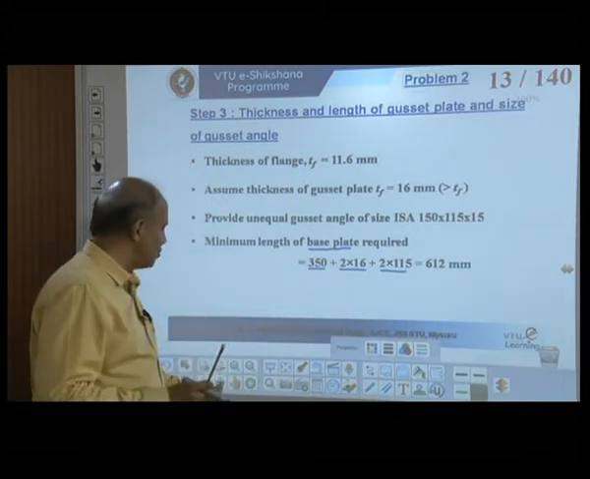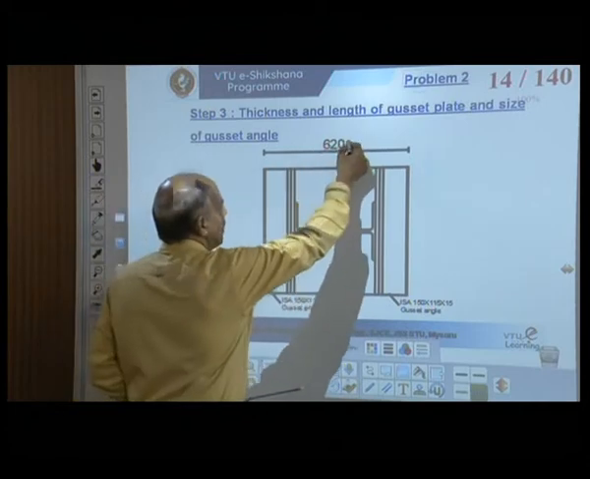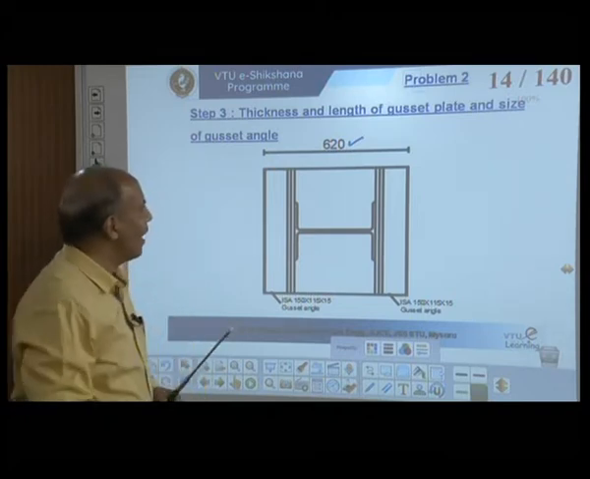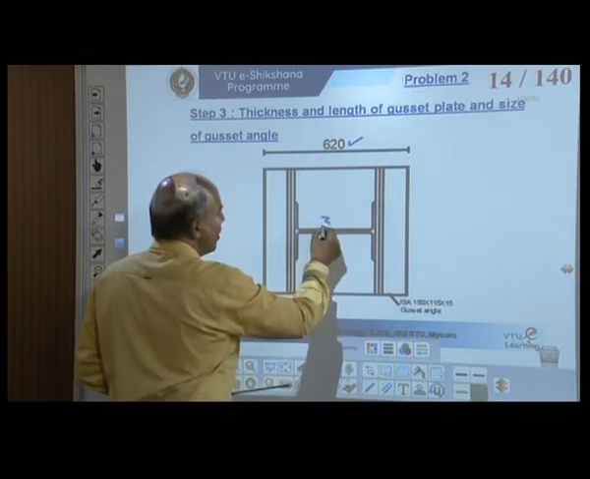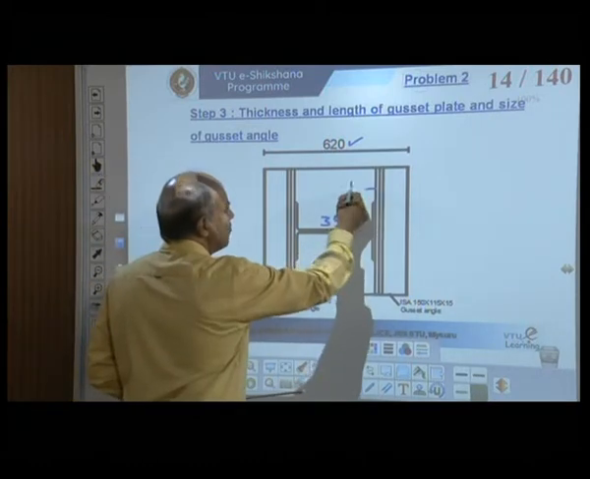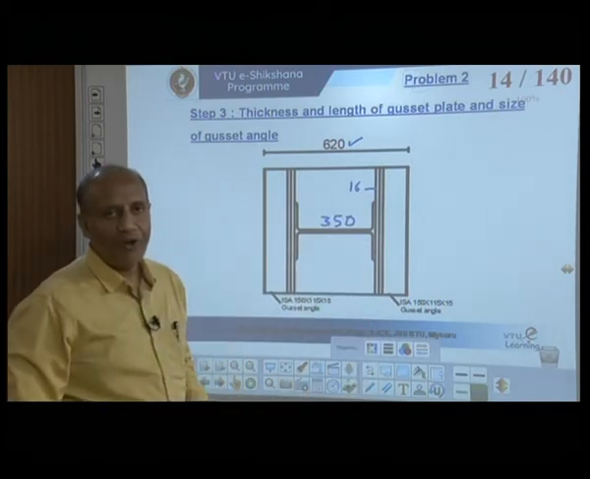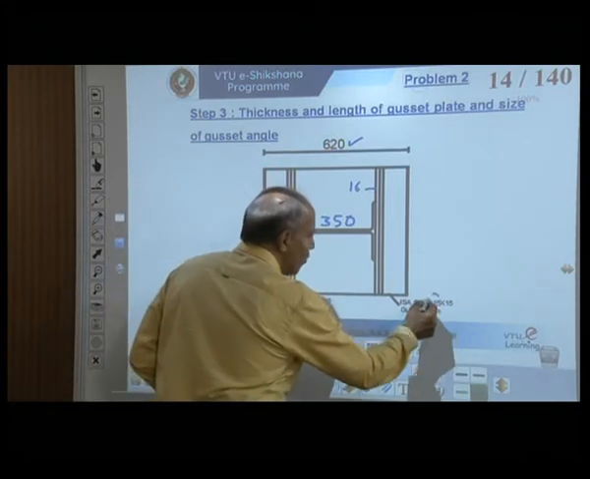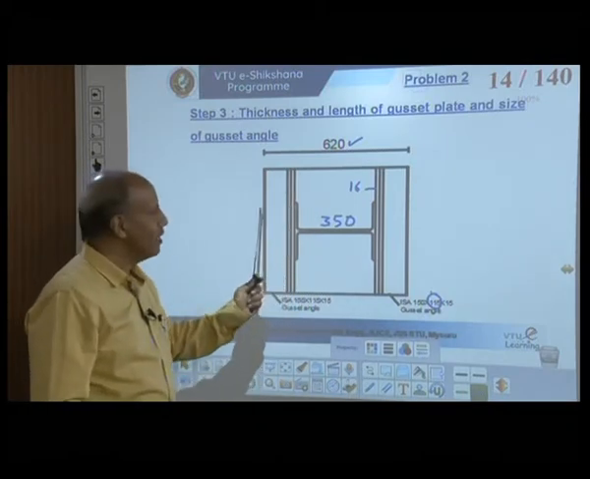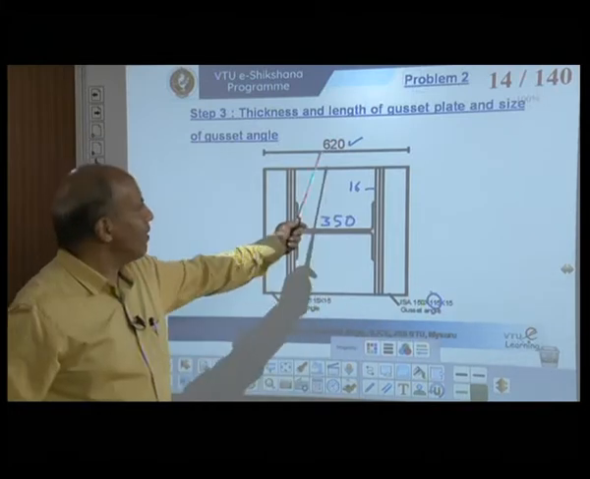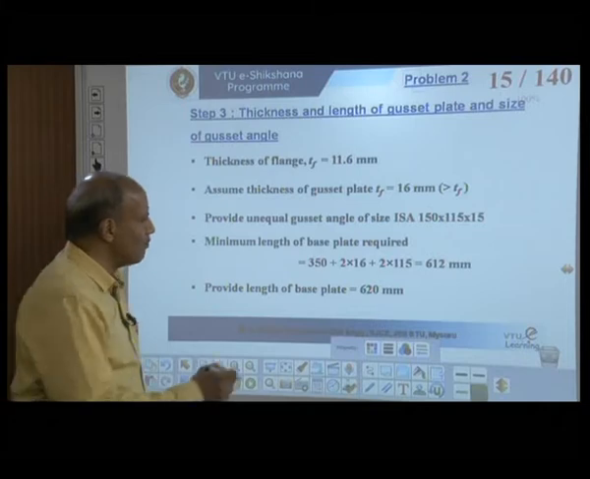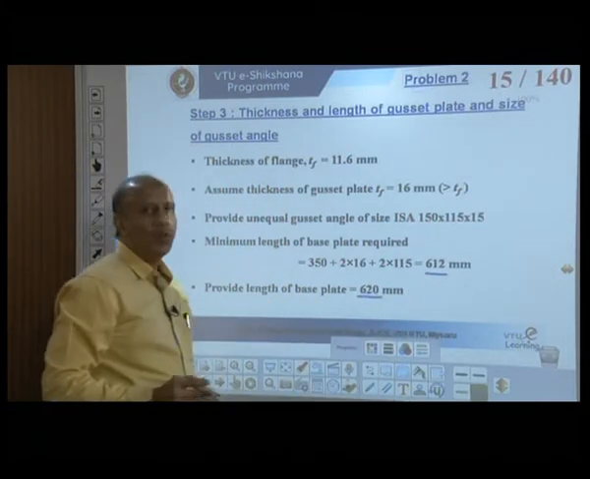We are just trying to round it off to a slightly larger value of 620, correct? So this is what you need to understand. We are slightly increasing it to 620 mm. So how did we arrive at this 620? I did tell you that this is 350, that is your column depth, and then we have here 16 mm, the thickness of your gusset plate, and then we have the cleat angle whose size is 115. You also have a gusset plate and a cleat angle on the other side. The sum of all these lengths will be 612, but we are just trying to slightly round it off to a higher value, which is 620 millimeters. That is what we have said. So, 612 revised to 620 millimeters.